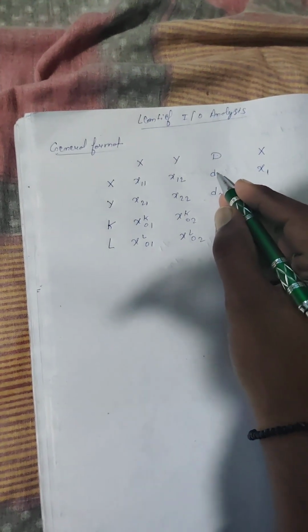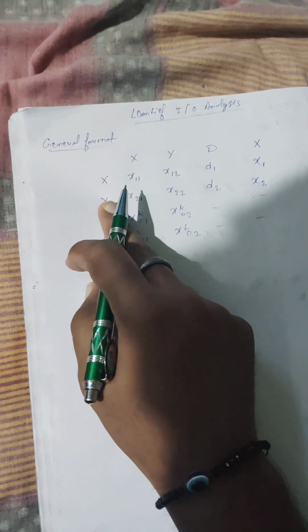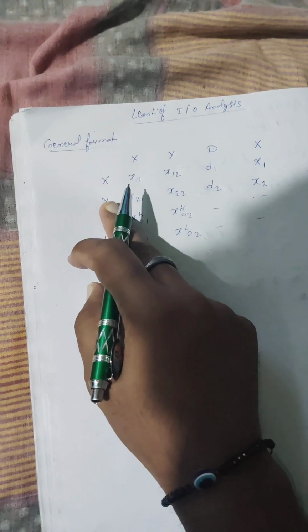D1 refers to the final demand for the first industry X. D2 refers to the final demand for industry 2, that is industry Y. Now, if we go row wise, this is the input, and if we go column wise, this is the production.